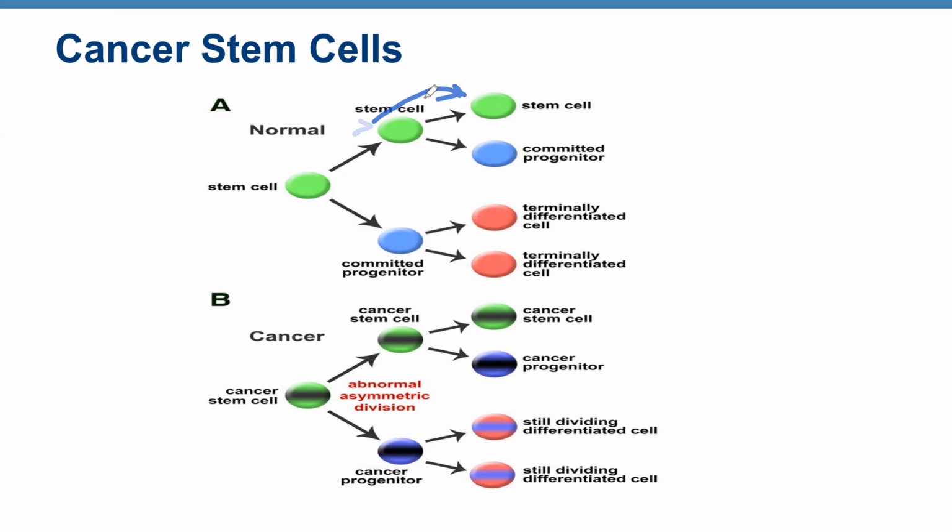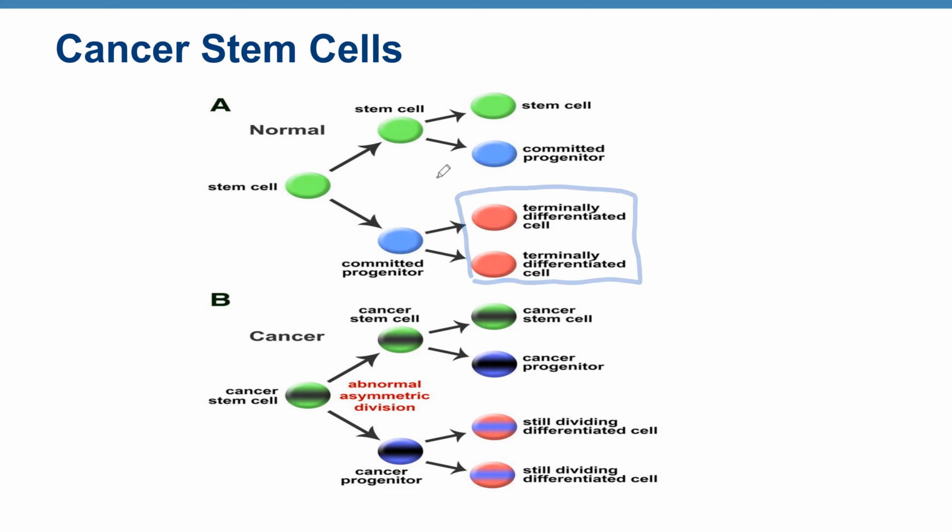So hopefully we will never run out of them. And at the same time, they can differentiate into a committed progenitor. And those committed progenitors then differentiate into terminally differentiated cells. So those are our muscle cells or nerve cells, right? And they are not dividing cells.